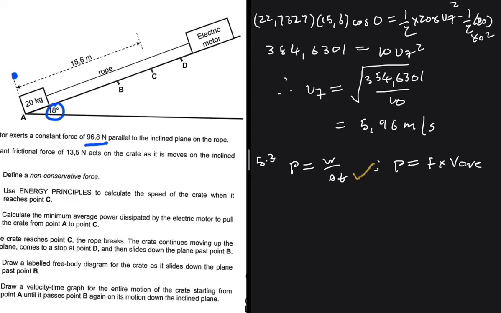Maybe we can try to calculate the work, but we don't have the time. But if you look at the other formula, we have the force exerted by our electric motor, and then we have VI, which is equal to 0, and VF, which is equal to 5.96. So we can add those two and divide by 2 to find the average velocity, right? So what am I saying?